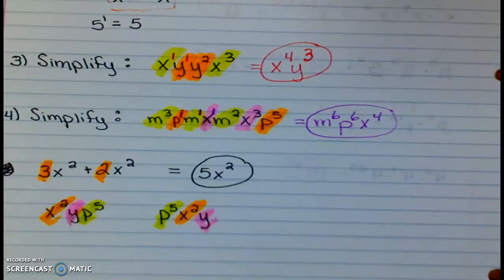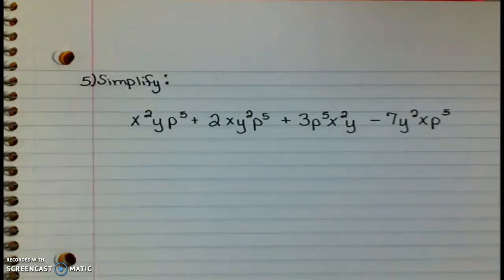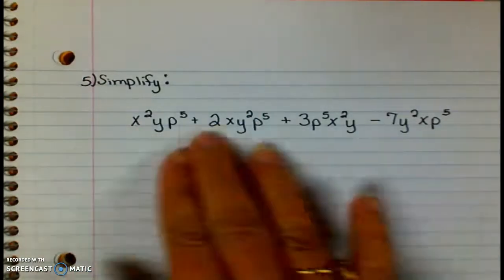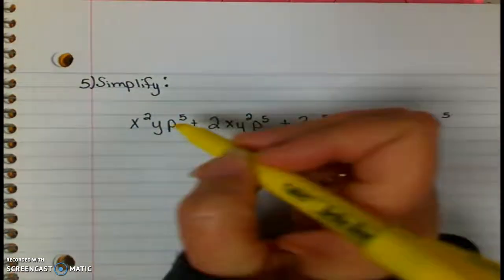So the next examples, I'm going to give you 3 real quick, and it's going to work with adding like terms. So if we look at example 5, it says simplify, and I have this following expression right here. We want to simplify by adding like terms. I should have put that in there, by adding like terms.